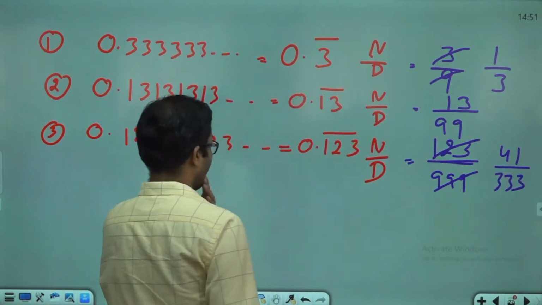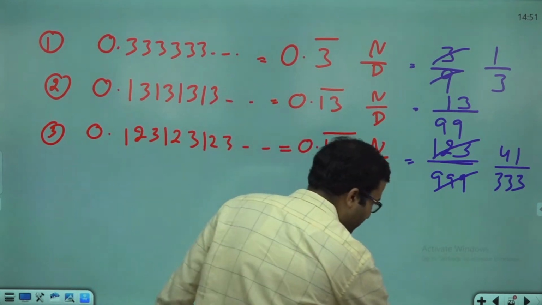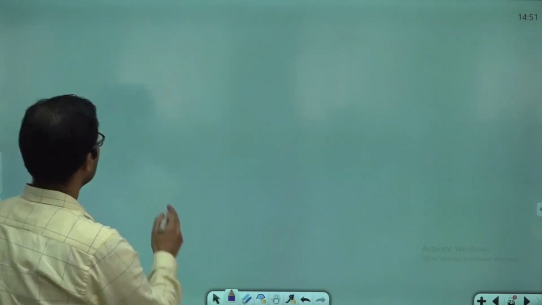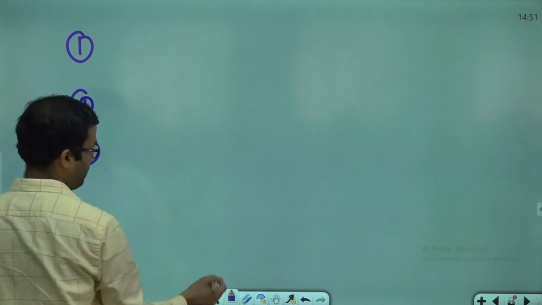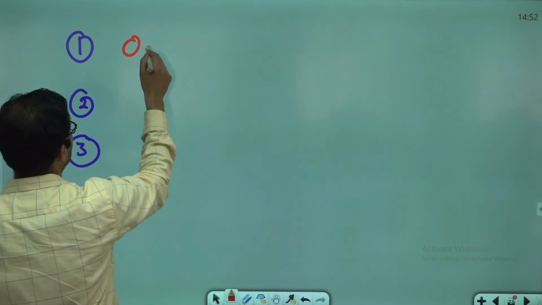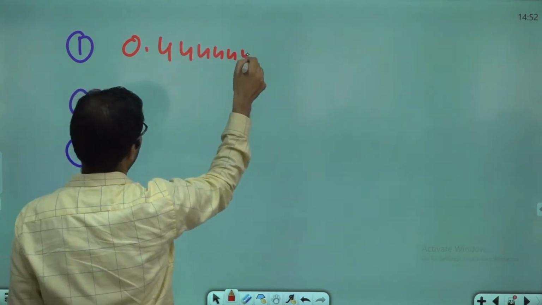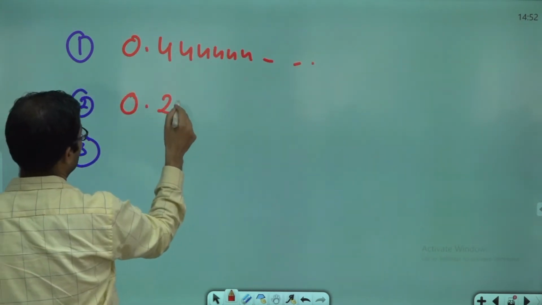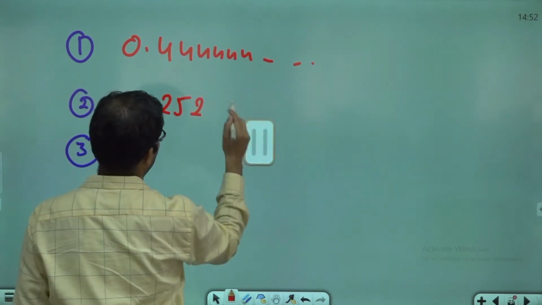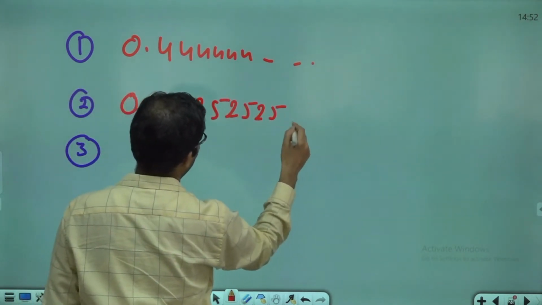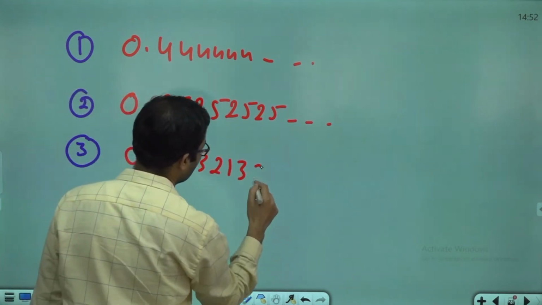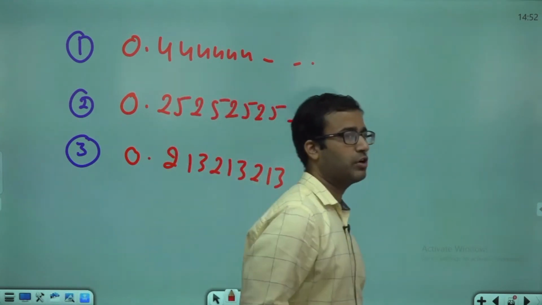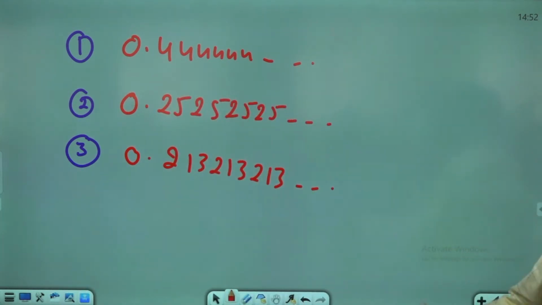41 upon 333. Now I ask you a question. I ask you 3 examples: 0.4444, 0.2525, and 0.213213. You have to convert these 3 recurring decimals into fractions.